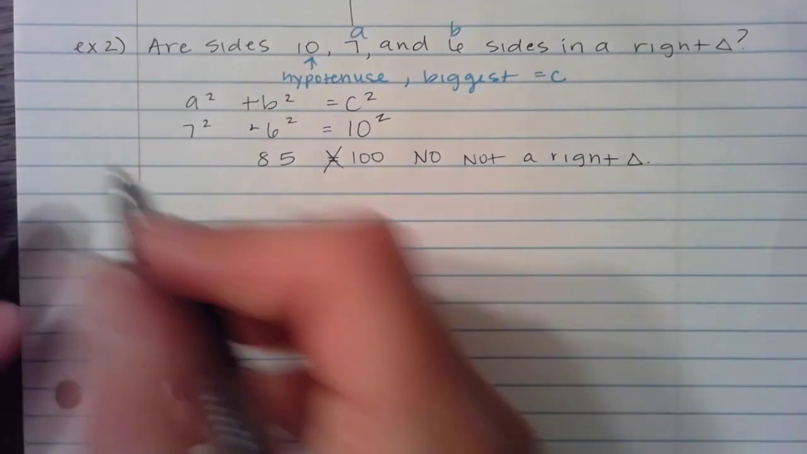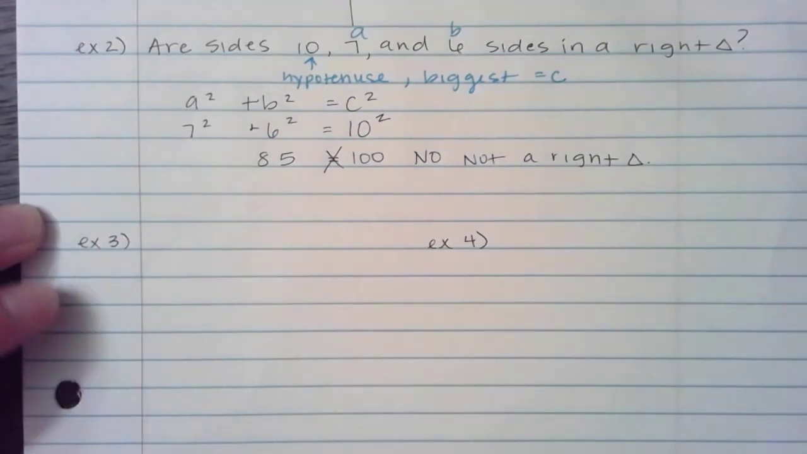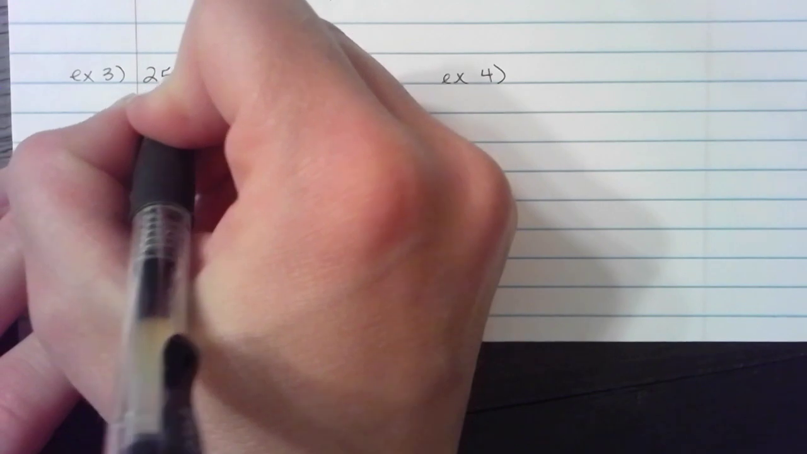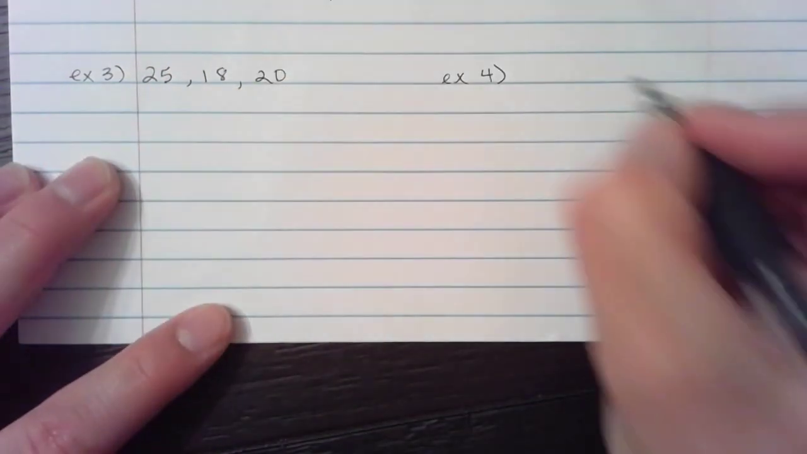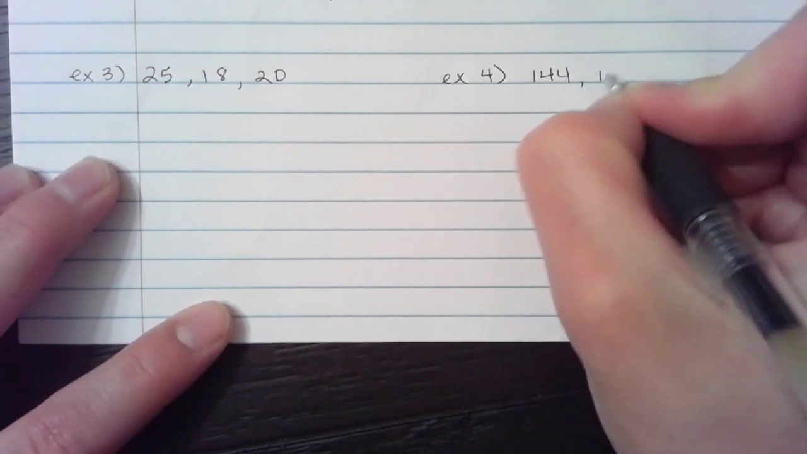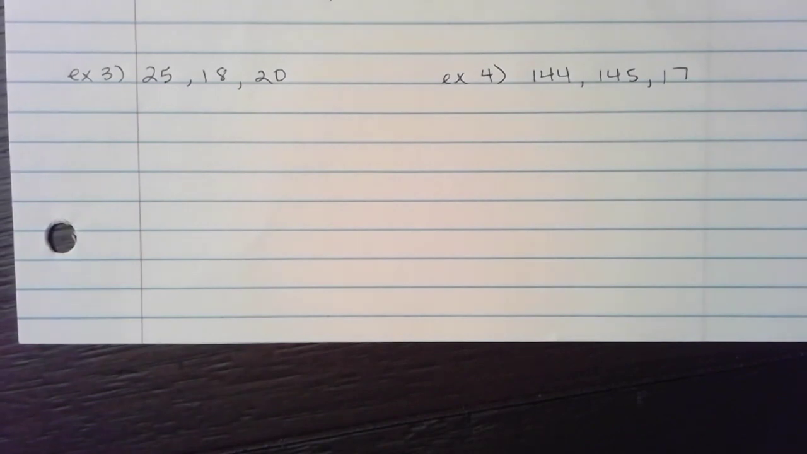So here are two. Here's example 3 and example 4. I'll give you a second to write these down, pause the video, try it on your own, and see if you're ready to go. 25, 18, and 20. 144, 145, and 17. So you're going to plug those into the Pythagorean theorem and see if it works. I'm going to quietly be working in the background, so if you do need to peek up at me, you can.